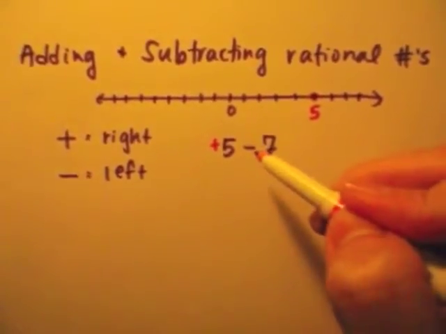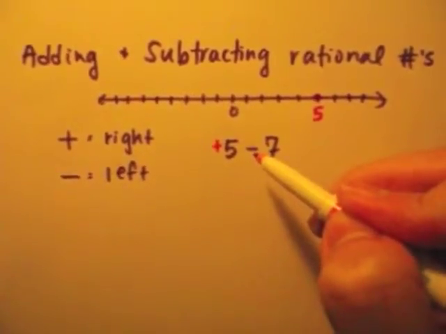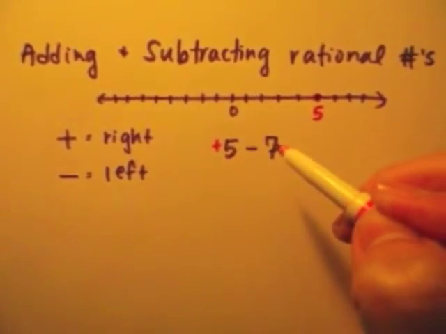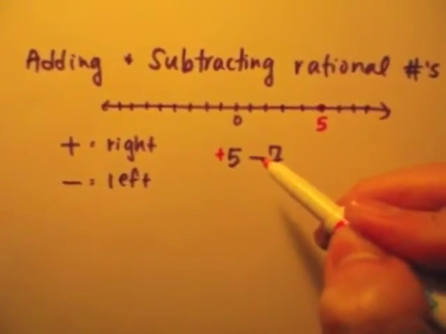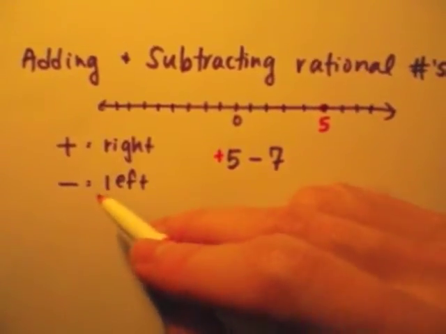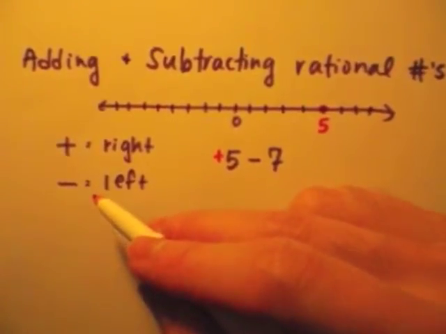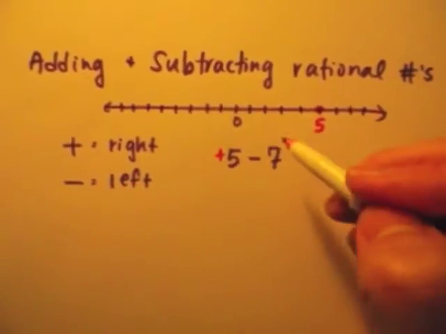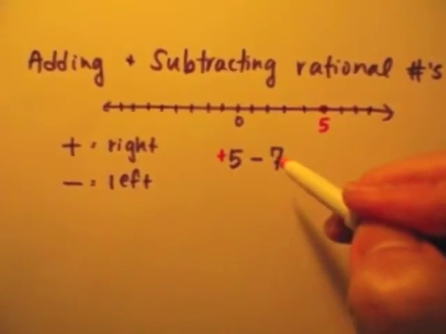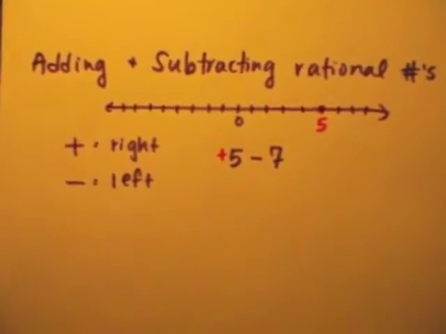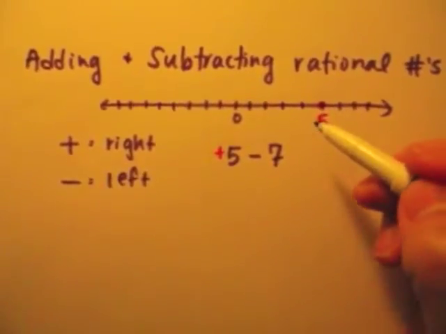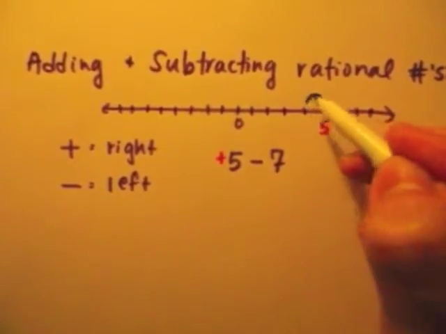Now look at the second number. The second number is a negative 7. Alright, that tells me that I have to move to the left because the negative tells me that I need to move to the left. Alright, I'm moving to the left 7 units. 7 units to the left. Alright, starting from the positive 5. So I'm moving 7 units to the left.